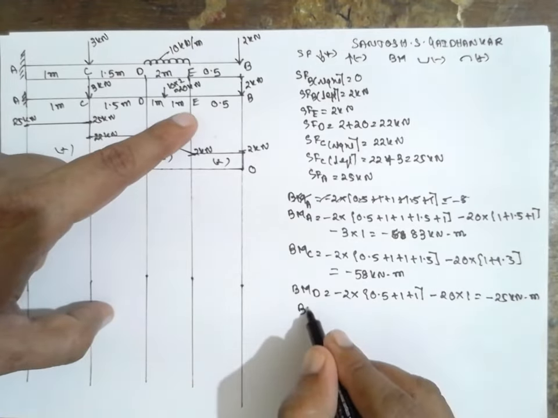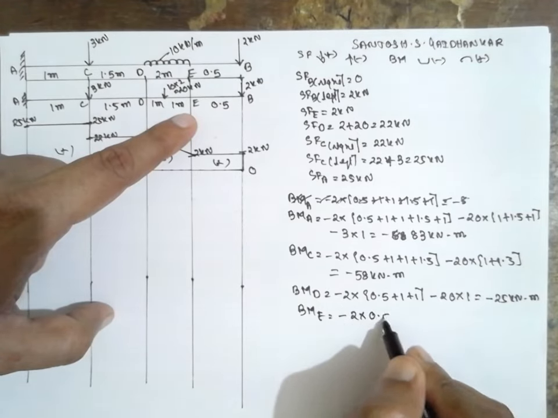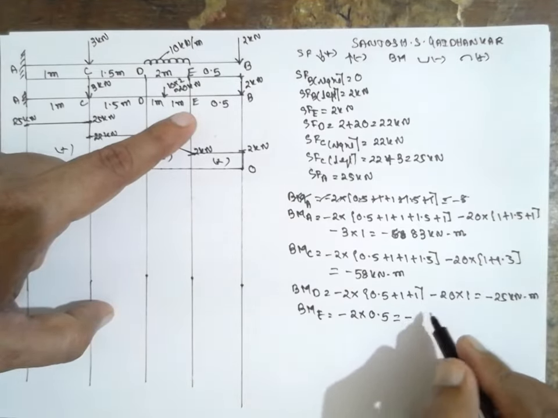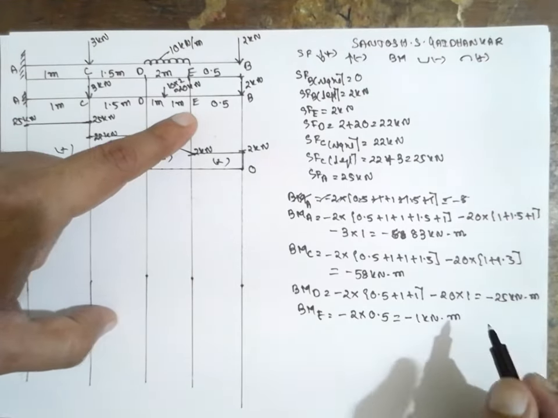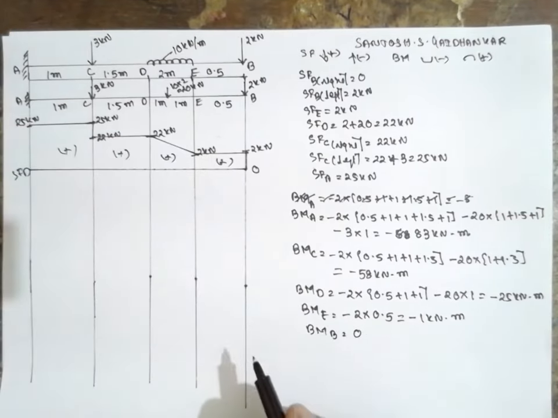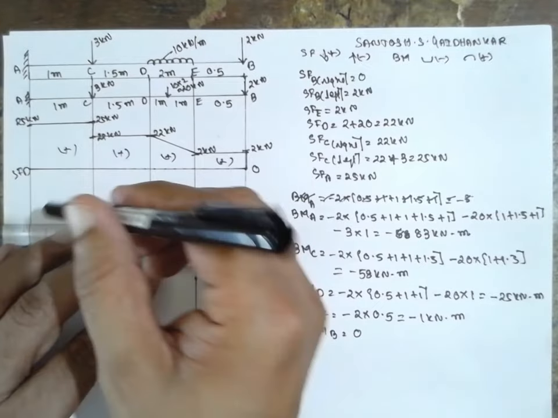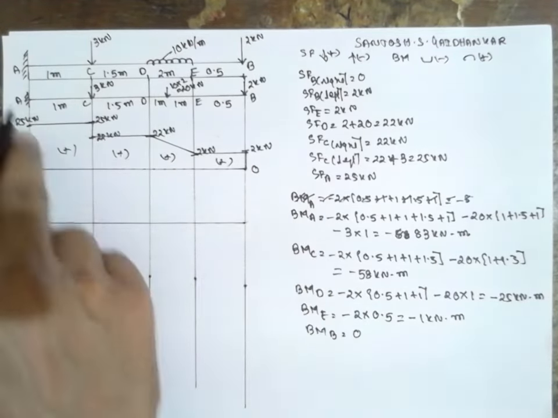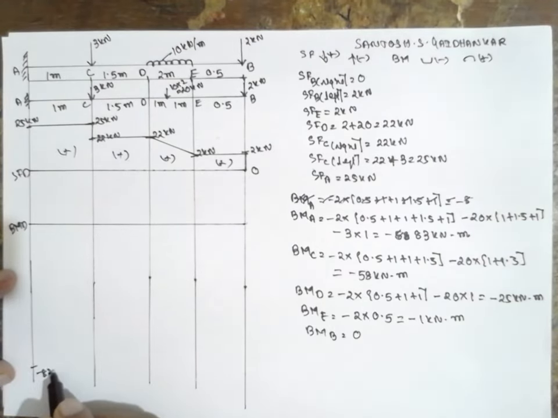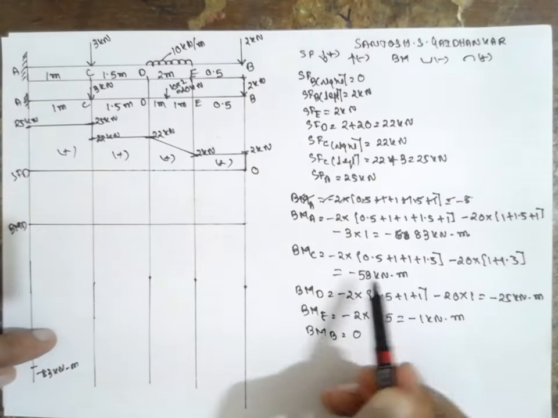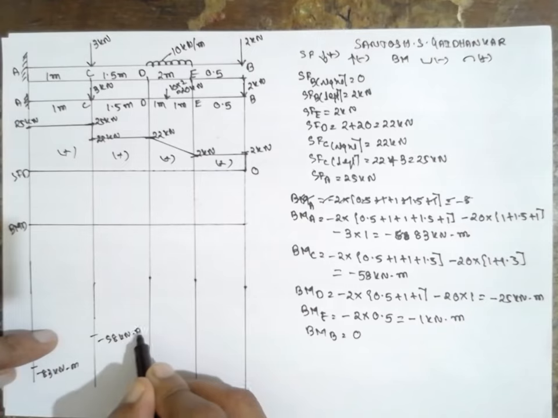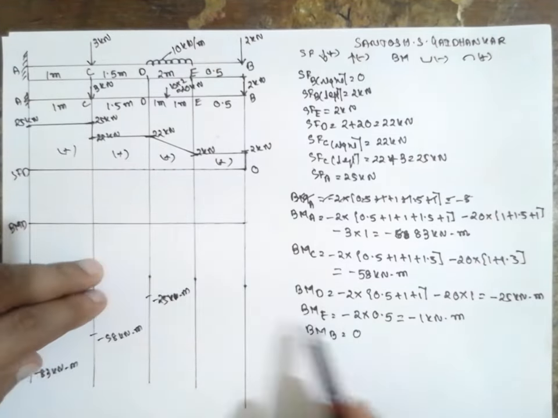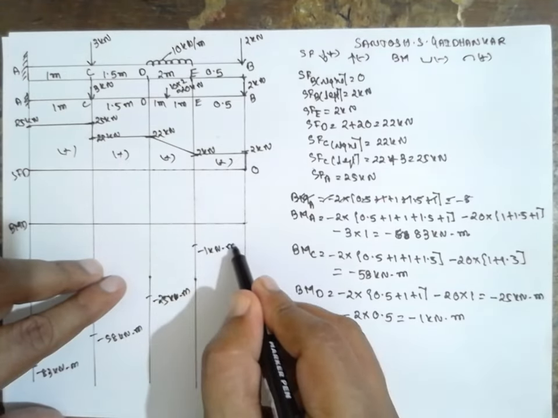Now at E, bending moment at E, minus 2 into 0.5, minus 1 kilonewton meter, and BM at B will be 0. BMD: upward is positive, downward is negative. First value is at A, minus 83 kilonewton meter. At C, minus 58 kilonewton meter. Next, minus 25 kilonewton meter at D. At E, minus 1 kilonewton meter, and 0.